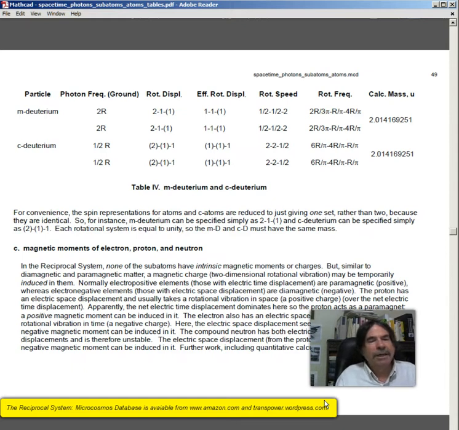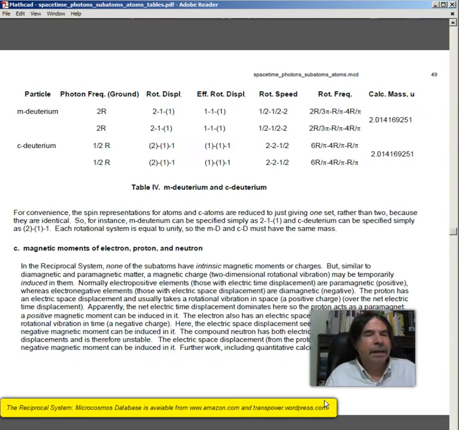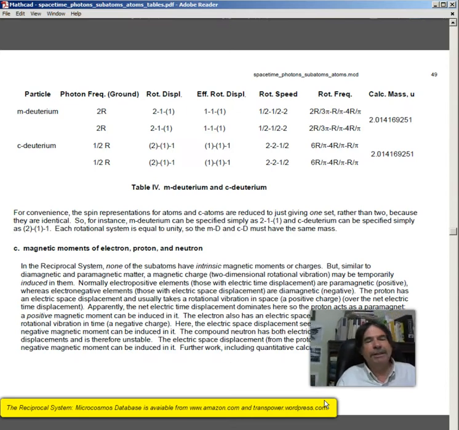Normally, electropositive elements, those with electric time displacement, are paramagnetic positive, whereas electronegative elements, those with electric space displacement, are diamagnetic or negative. The proton has an electric space displacement, usually takes a rotational vibration in space, a positive charge, over the net electric time displacement. Apparently, the net electric time displacement dominates here, so the proton acts as a paramagnet.